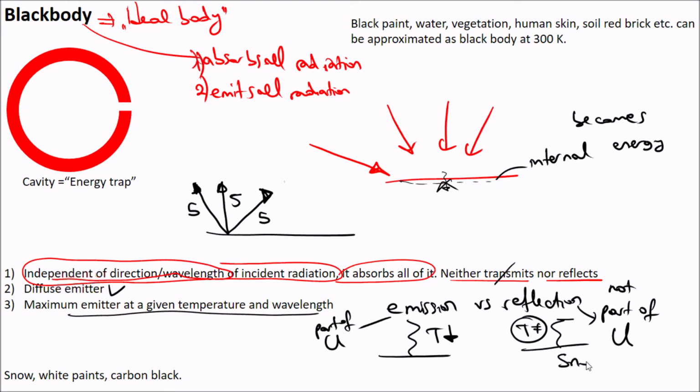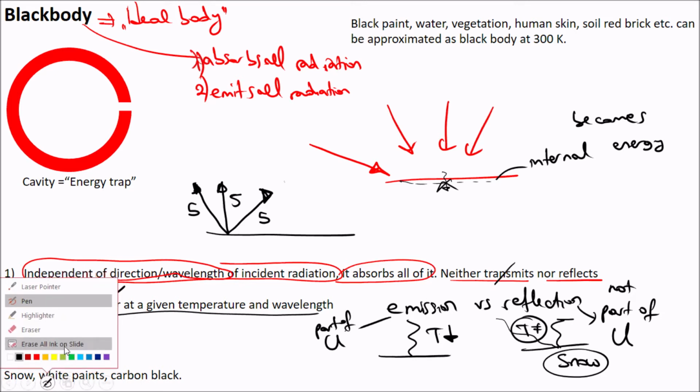For example, snow. Snow reflects in the visible range. It is very important. In the visible range, it reflects. Therefore, its temperature doesn't change in the visible range. But if it emits, then its temperature will drop. So emission is part of internal energy. Therefore, if a body emits, its temperature drops. But reflection does not become part of internal energy; rays come and bounce off.